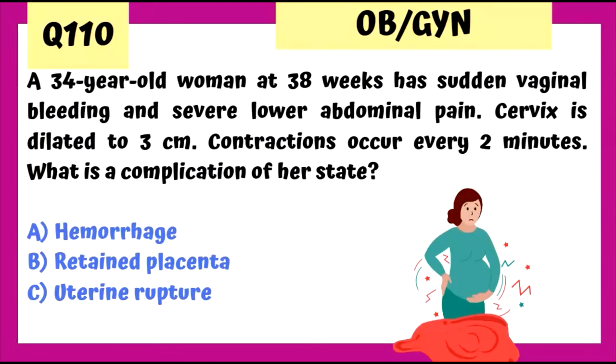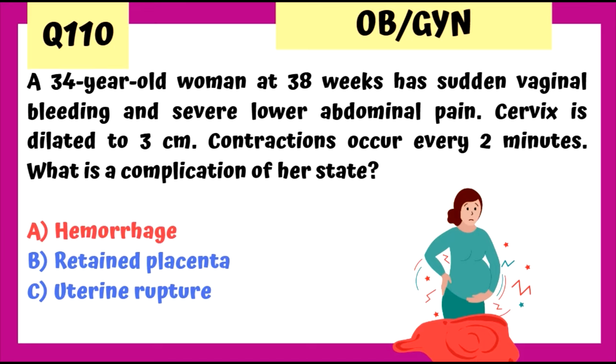Question 110. A 34-year-old woman at 38 weeks has sudden vaginal bleeding and severe low abdominal pain. Cervix is dilated to 3 centimeters. Contractions occur every 2 minutes. What is a complication of her state? Well, what's going on over here is that she has abruptio placentae. That's why she has this sudden vaginal bleeding and severe low abdominal pain. And that's why she's having these contractions.